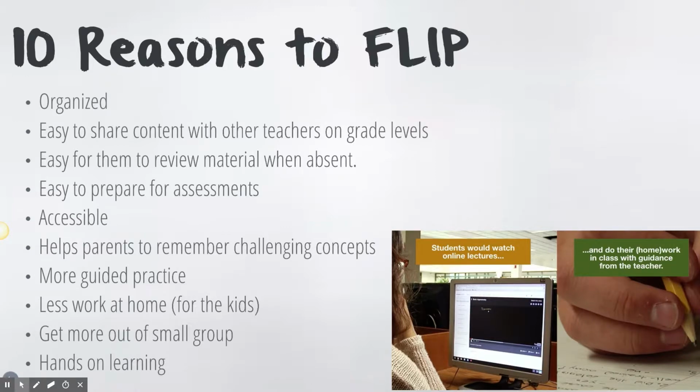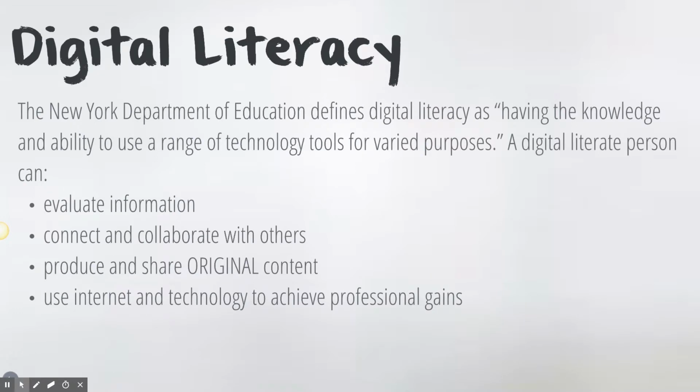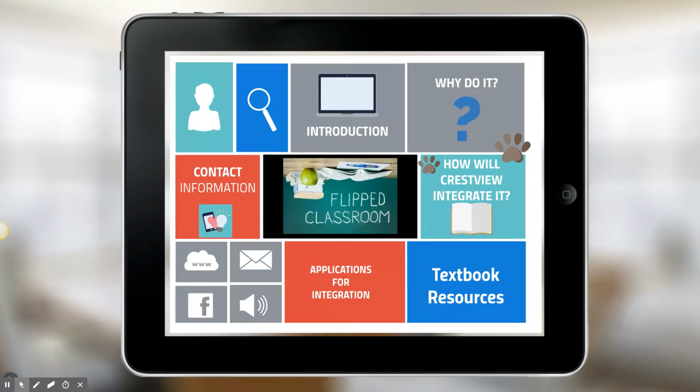Next, they get more out of small group when they are in the classroom. There's a lot more hands-on learning, which is number 10. And so not only are they working with their peers, but they're doing some hands-on learning. Also, this is going to help them become a digitally literate person. That way they can evaluate sources and information. They connect and collaborate with others. They can produce and share original content and use internet and technology to achieve their professional goals or academic goals.